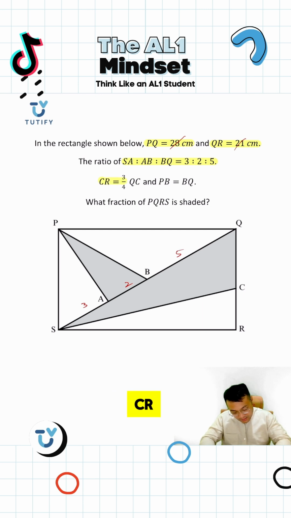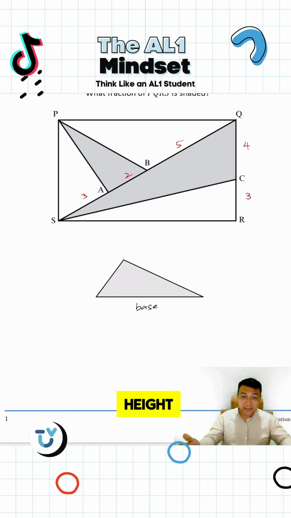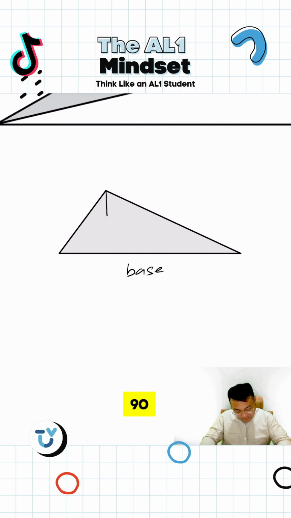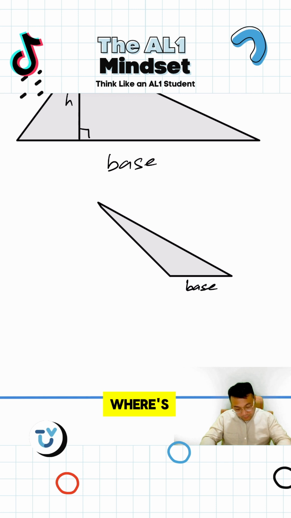They also told us that CR is 3/4 of QC, which means that CR is 3 units and QC is 4 units. Before we go on, let's talk about triangles. Quick revision. If I draw a triangle here, and this is the base, where is the height? The height must always be 90 degrees to the base. That is the height. Even if the triangle is slanted like this, and this is the base, where's the height?